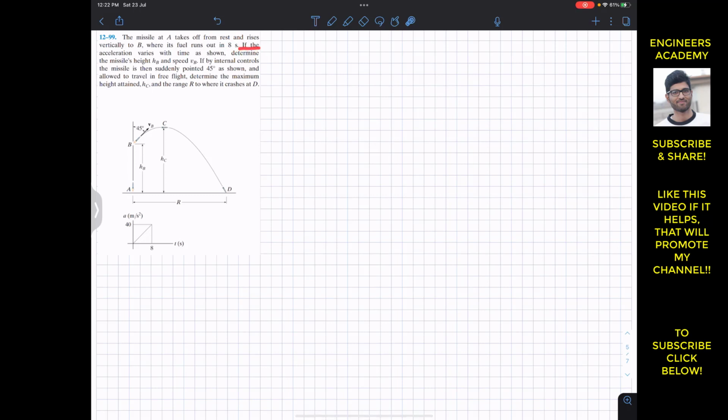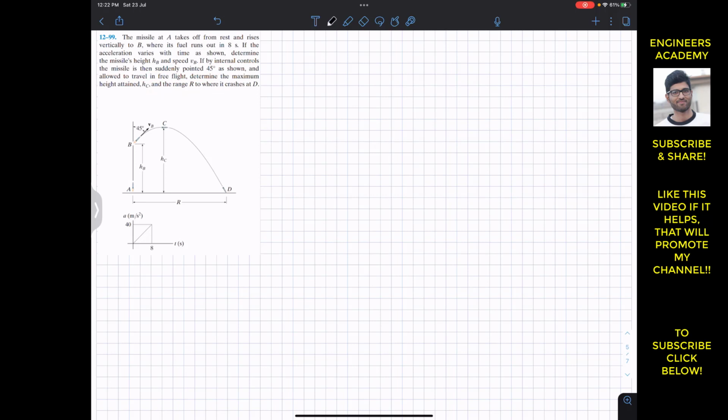And it is said that the acceleration varies with time as shown, so here it is shown that the acceleration varies with time like this, that is the straight line. It is said to determine the missile's height hB and speed vB. So we have to find this hB from A to B, the height, and the velocity at B. So first let's solve this part and then we will continue for this part of the problem.